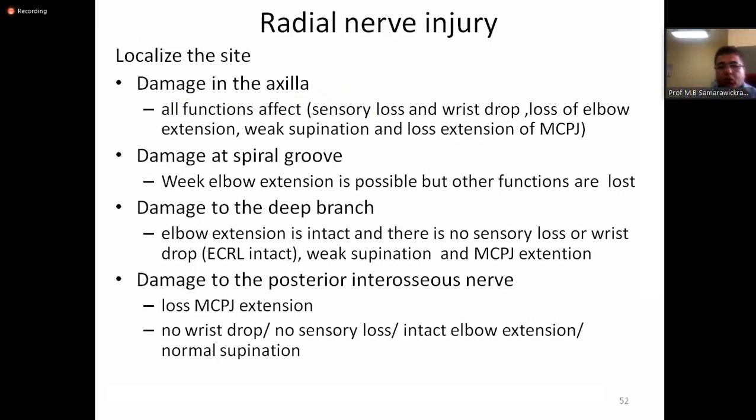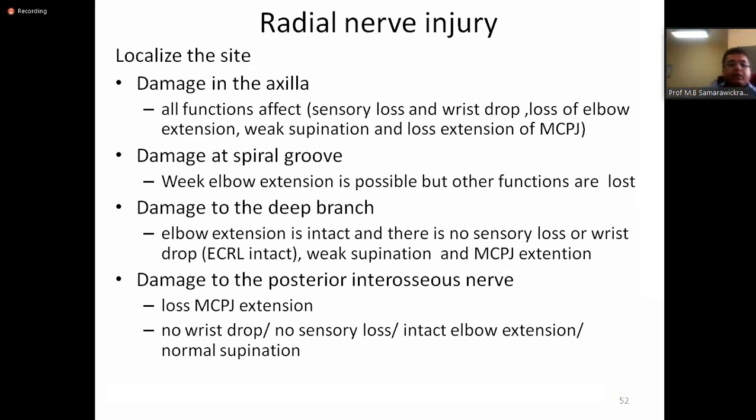Radial nerve injury you should be able to localize because it can be damaged at the axilla, then spiral groove, then the deep branch at the level of the elbow, then the posterior interosseous nerve. So at different sites it gives different clinical scenarios. So you should be able to localize. For example, damage in the axilla loses all the functions: sensory loss, wrist drop, loss of elbow extension, weak supination, and loss of extension of metacarpophalangeal joint. These are the functional losses when there is a complete injury to the radial nerve at the axilla.